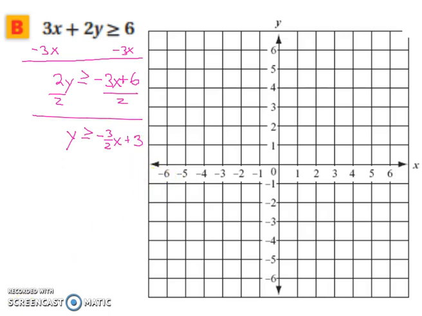Now we're on step 2. We're going to graph the boundary line. So start at 3, and then go down 3 over 2, down 3 over 2. So remember, it's rise over run. And then, is it a solid line or a dashed line? Well, it has that or equal to, so it's going to be a solid line. And that completes step 2. Step 3, we need to shade. So if y is larger, you're going to shade above. Y is smaller, you shade below. Well, in this case, y is larger, so we're going to shade above.